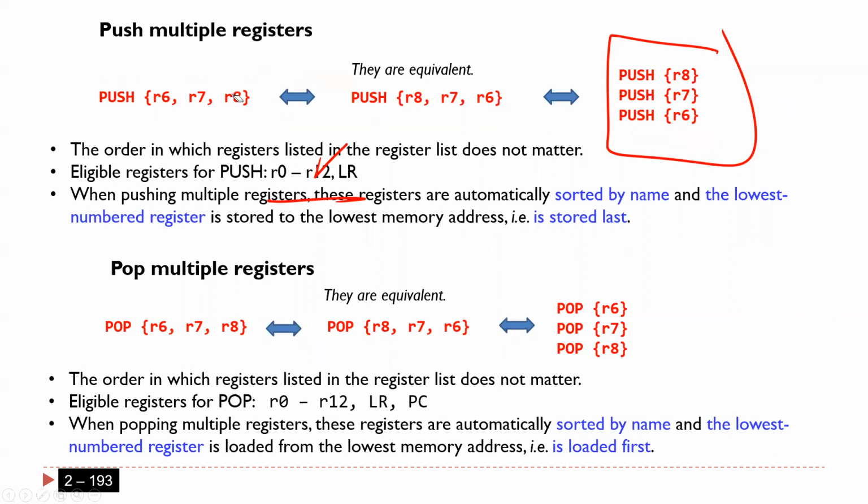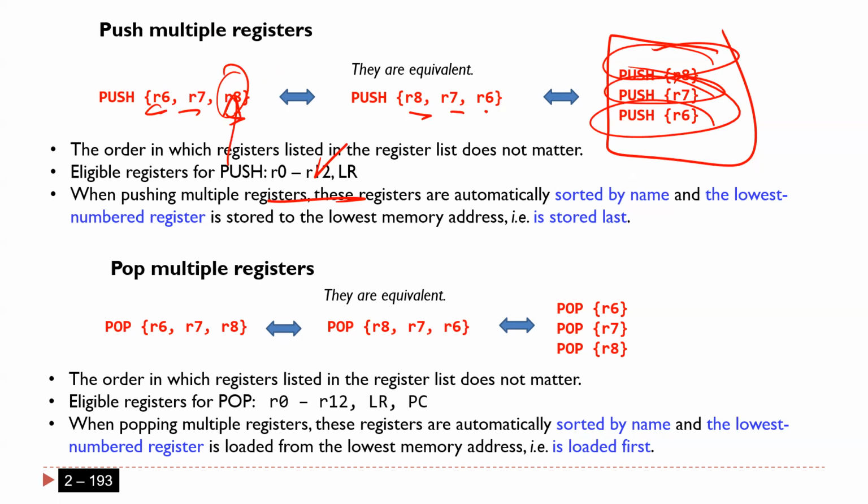For example, I'm going to put R8 here, R6 here, R7 here. It doesn't matter. Always the R that has the highest value is going to be pushed first, regardless. So if you do R6, 7, 8, it's the same as if you do 8, 7, 6. It doesn't matter, the order here. Always the one that has the highest number is going to be pushed first, and then the next one, then the next one. Is that clear, guys?